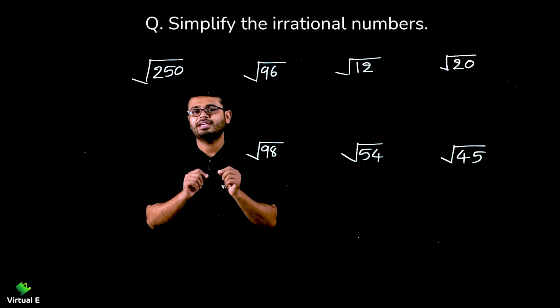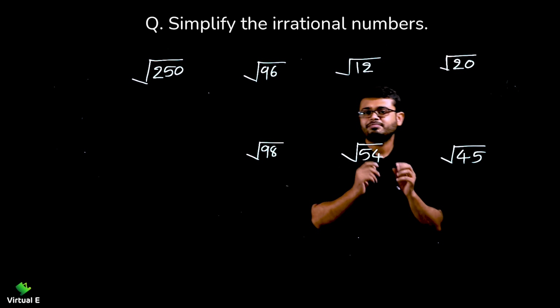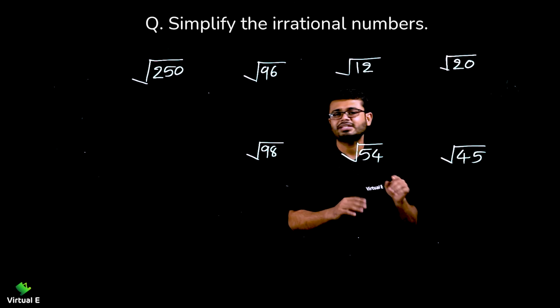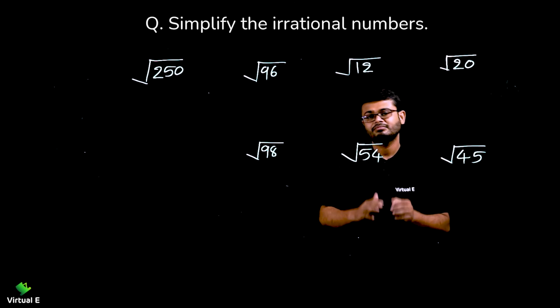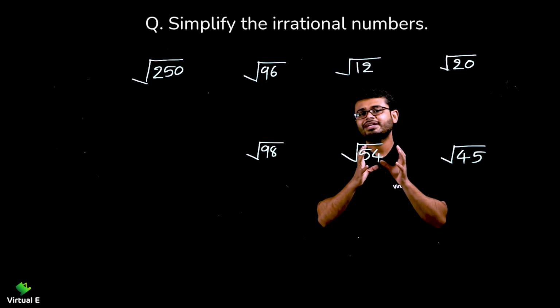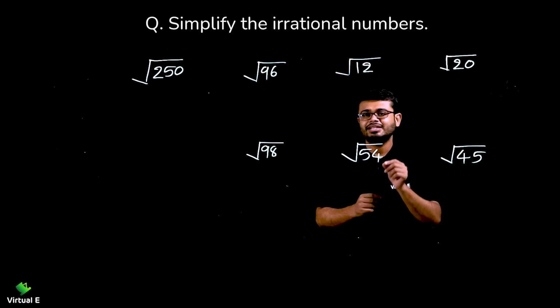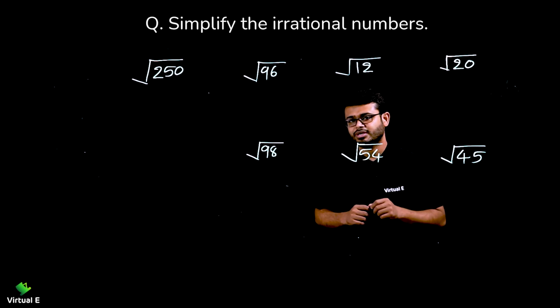Now let's simplify the irrational number. Okay, so how to simplify? If there is a perfect square under the square root, then we can simplify in the very easier way. But if there is no perfect square, then what to do? In that case, we will try to find the factors of that number. Factors we should find in a manner that one of them is the perfect square, right?